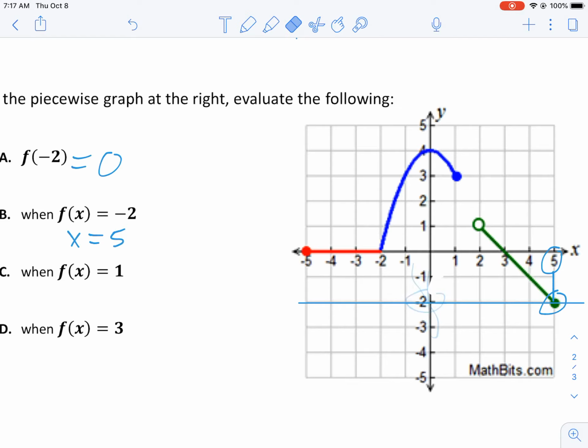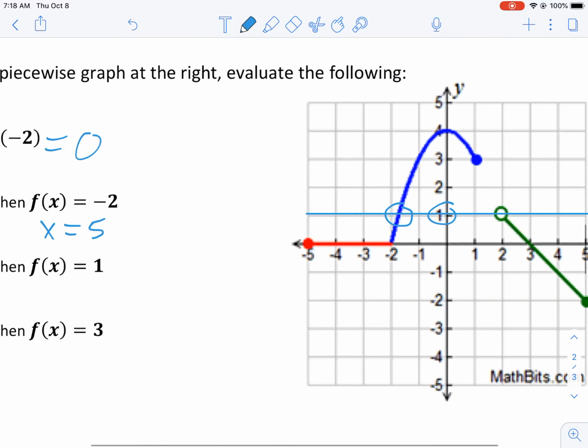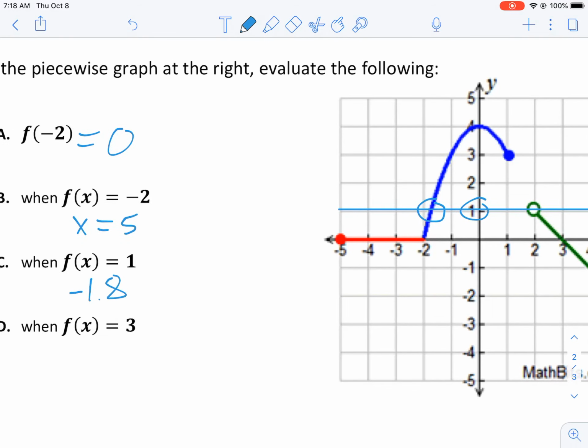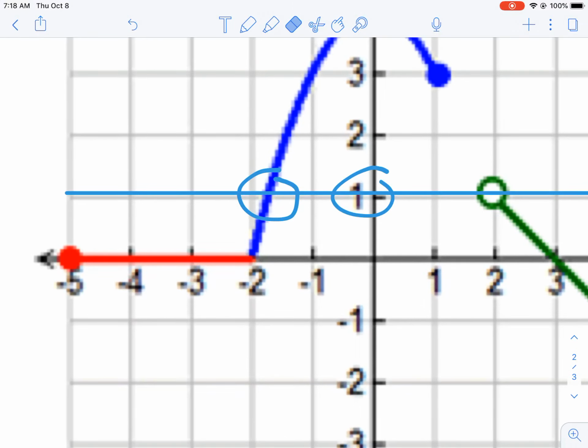1, when does this graph touch 1? So we draw a line at 1, and where does it touch? It looks like it touches here, but it actually doesn't, because that's an open dot, so we don't include that point. We're just going to include this point right here, and that's actually not -2. I don't even know what that is. Let's just guess -1.8, which is where it looks like it could be because it's right before -2.